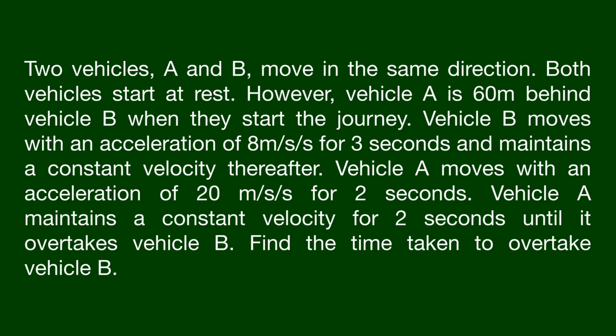Vehicle B moves with an acceleration of 8 meters per second for 3 seconds and maintains a constant velocity thereafter. Vehicle A moves with an acceleration of 20 meters per second for 2 seconds. Vehicle A maintains a constant velocity for 2 seconds until it overtakes vehicle B. Find the time taken to overtake vehicle B.